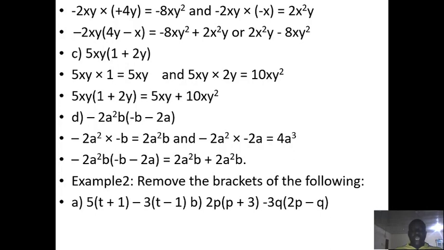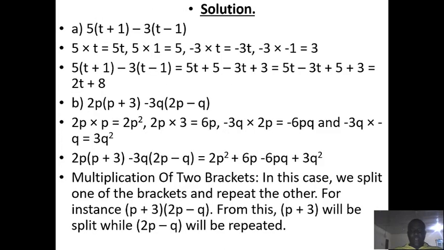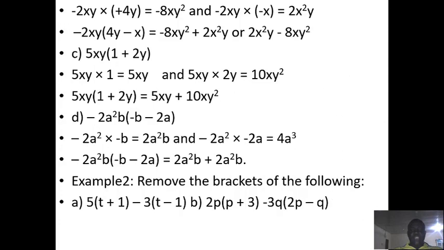So bringing the two together, we now have 2a squared b squared plus 4a cubed. Sorry, we have 2a squared b plus 4a cubed. That is the final answer for D.